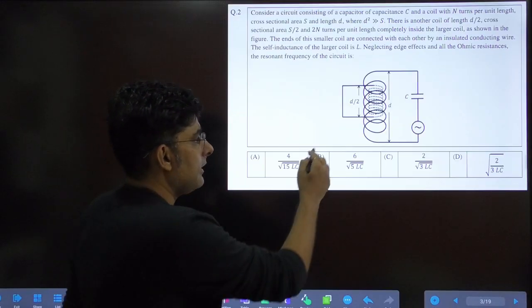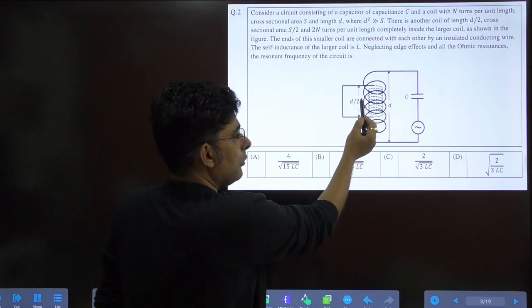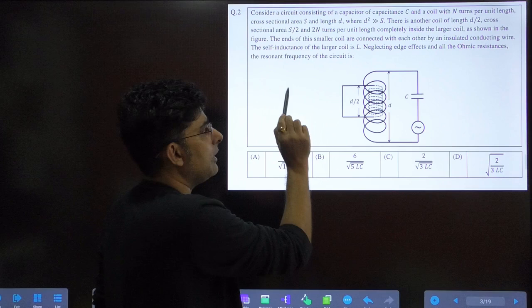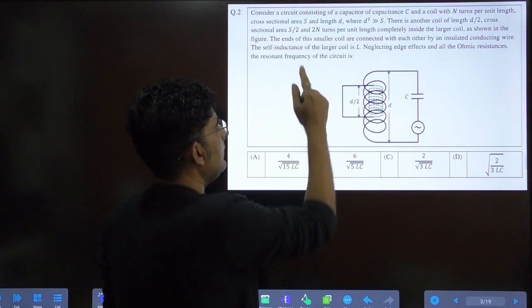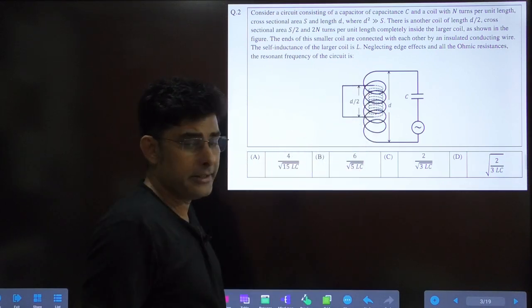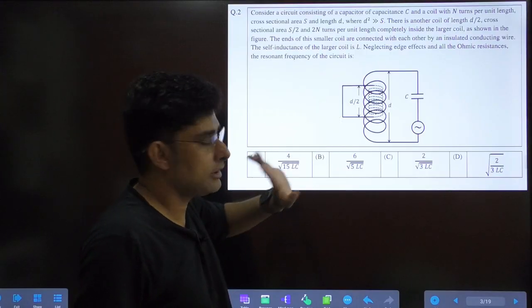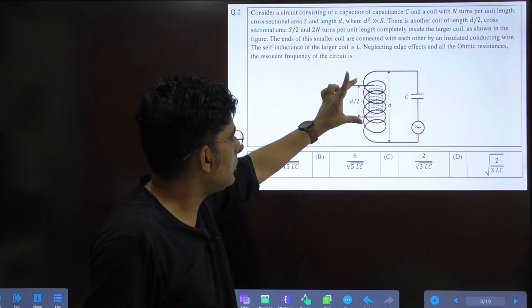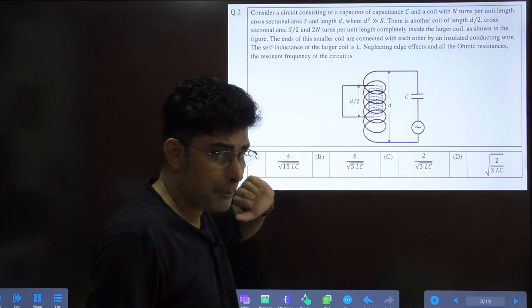Whereas there is a coil inside also whose area is S by 2, number of turns per unit length is 2N and the length is D by 2. Now the inner coil has been short circuited. So the outer and inner coils are obviously mutually coupled over here.